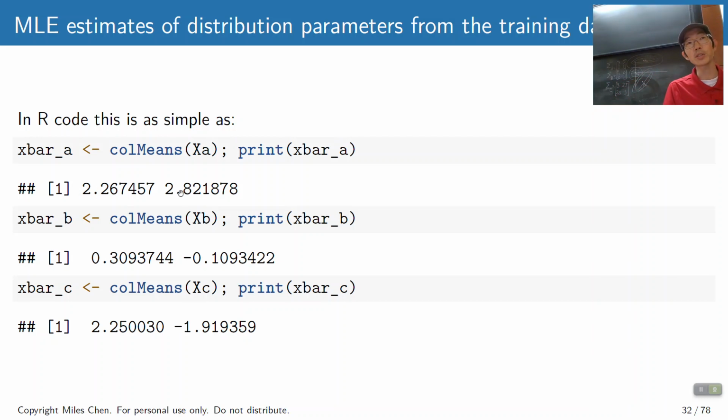2.267 and 2.82. So remember that the true mean was 2, 3, and we get something kind of close, but not exactly that, right? The true mean of class B was 0, 0, and we're estimating based on the data that we have, and we get something not quite 0, 0. And then the true mean for class C was 2, -2, and again, we're getting an estimate that's a little bit off, because this is based on just 30 random data points for each of these classes.